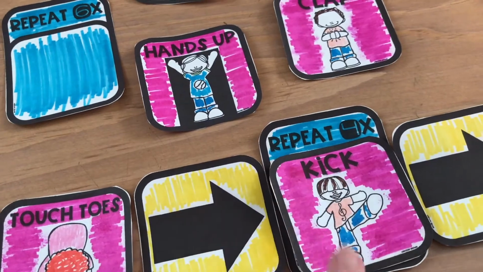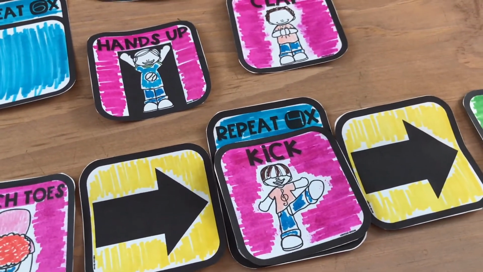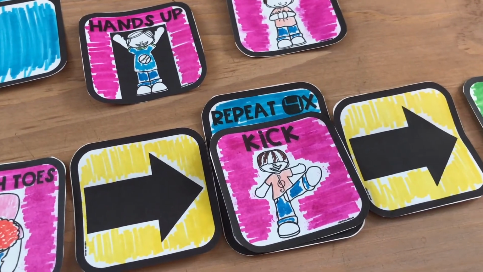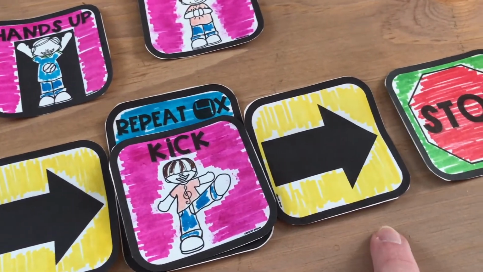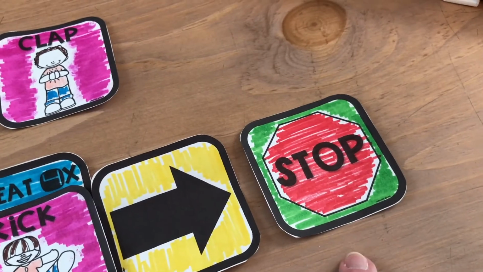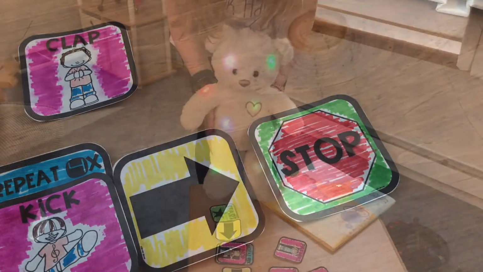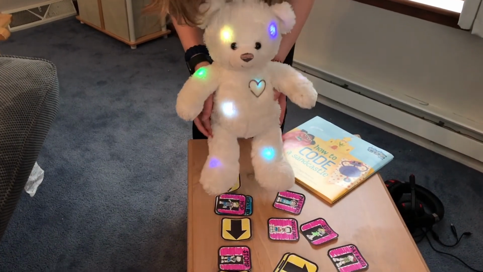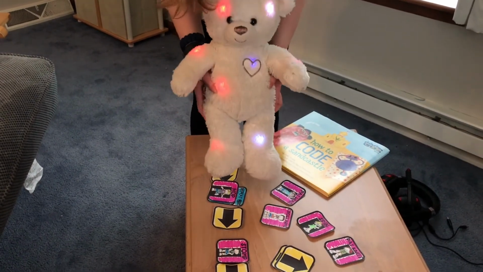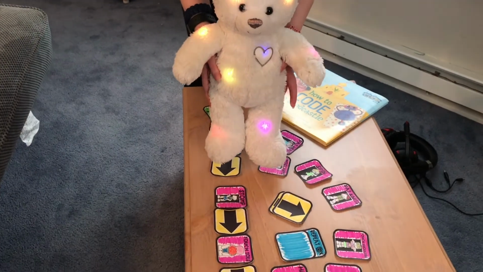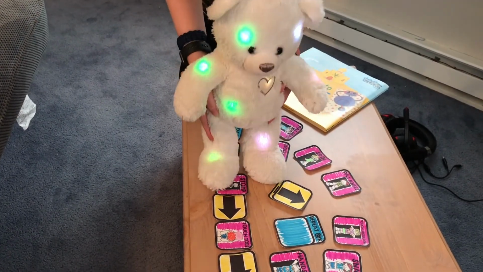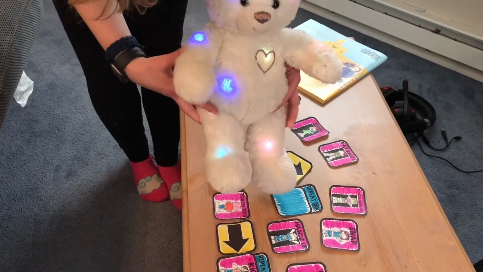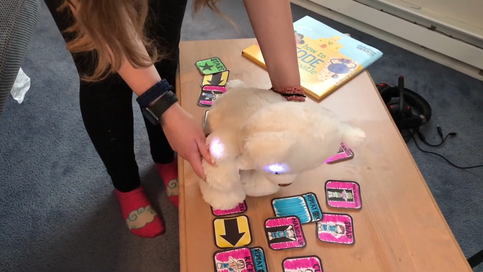And again we have a loop, so can you see how many times he needs to kick? That's right, he needs to kick 4 times. And then we're going to move forward and stop. The bear moves forward and moves forward again and hops twice. And he moves forward again and stomps his feet. And then he moves forward, moves over again. He touches his toes.